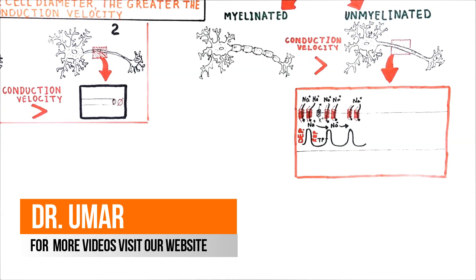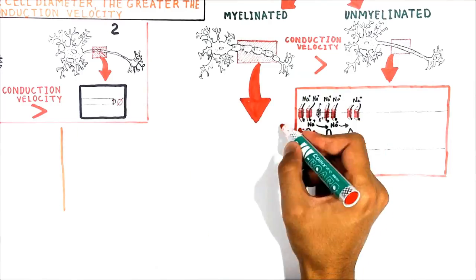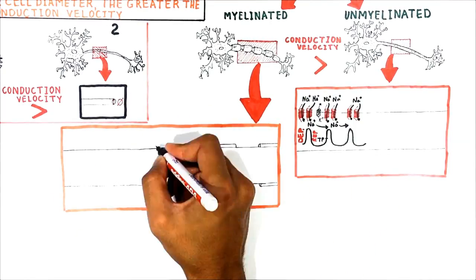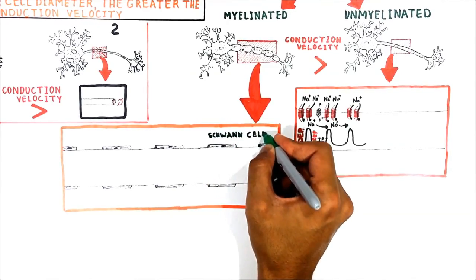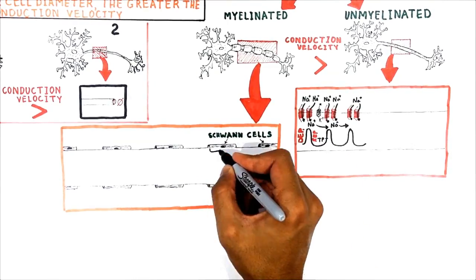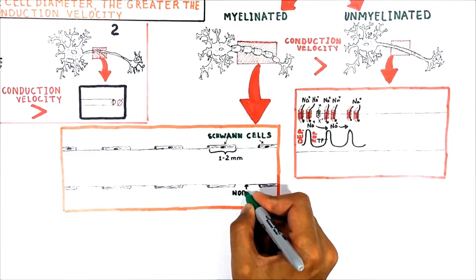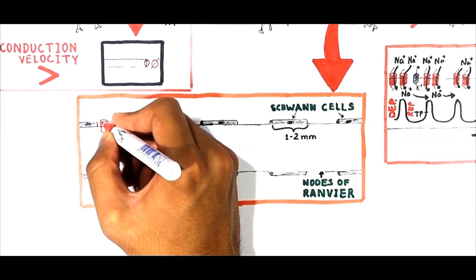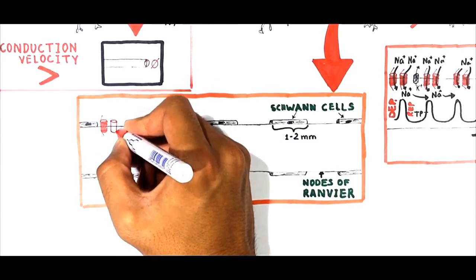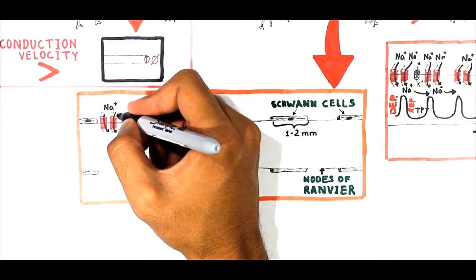Now, let's see how the action potential moves through the myelinated neuron and why it is so fast. Let me draw here a part of this myelinated neuron. So these are Schwann cells, which make the myelination of the neuron, and they are 1 to 2 millimeters in length, and between them we have unmyelinated zones, which are known as nodes of Ranvier. So when a lot of voltage-gated sodium channels open at the beginning of the neuron, sodium rushes into the cell, causing depolarization of the membrane.